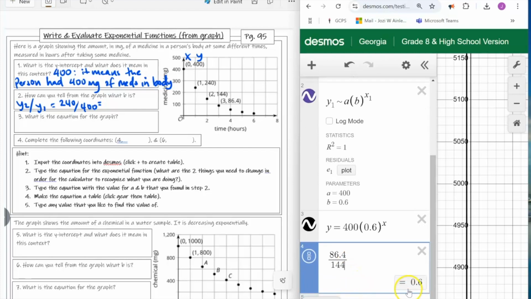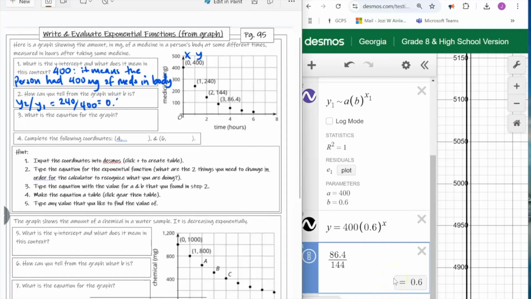And it'll give me the exact same thing because it does not matter which ones you choose as long as you choose them in order. The second divided by the first. So when I say y2 divided by y1, I don't necessarily mean the second in order, but just the second y divided by the first y. All right, so there we go.